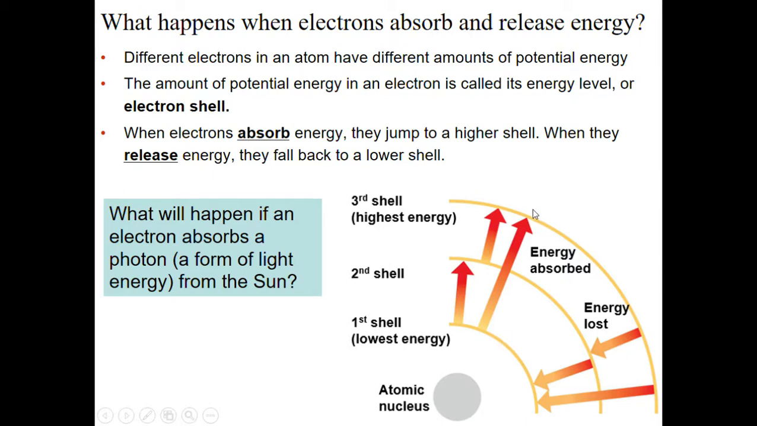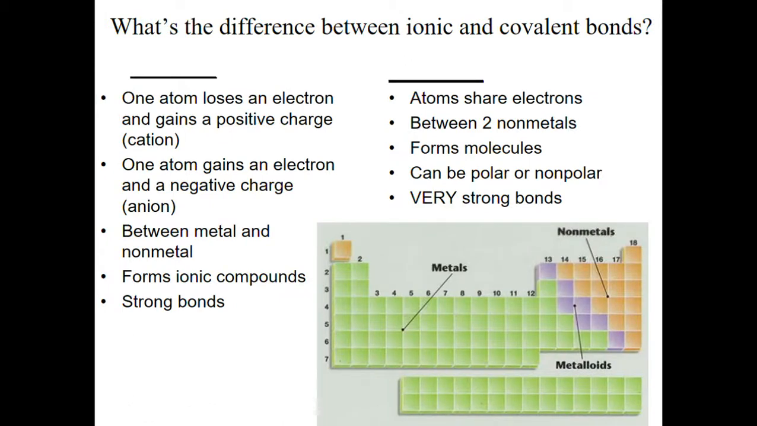So now that we've talked about energy, we're going to talk about the bonds that hold atoms together. In ionic bonding, we have an atom that loses an electron and gains a positive charge, that's a cation, and one atom that gains an electron and a negative charge, which is an anion. This happens between a metal, like the ones in the green section, and a nonmetal, like the ones in the red section. These form ionic compounds, and they are strong bonds.